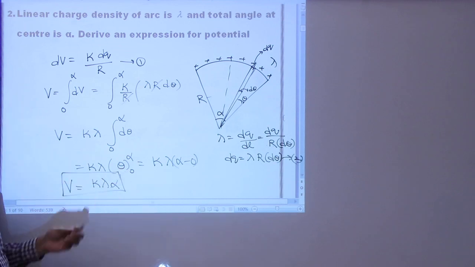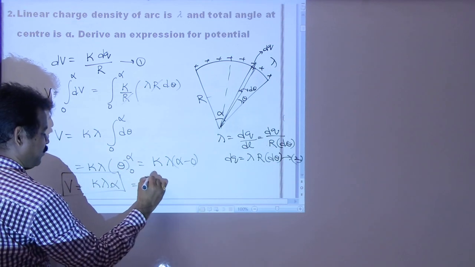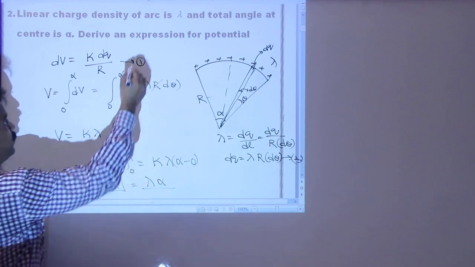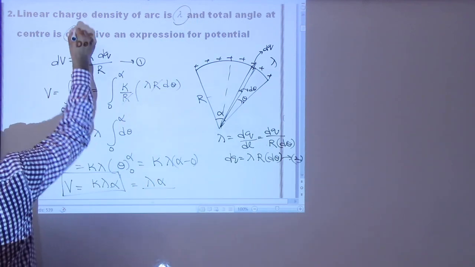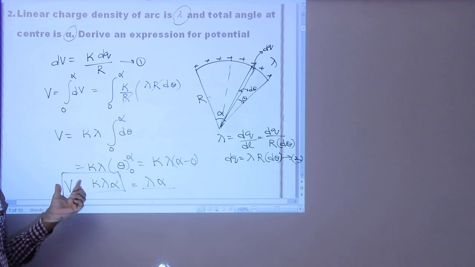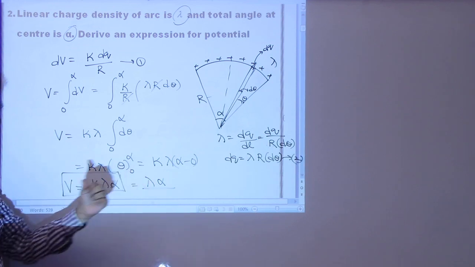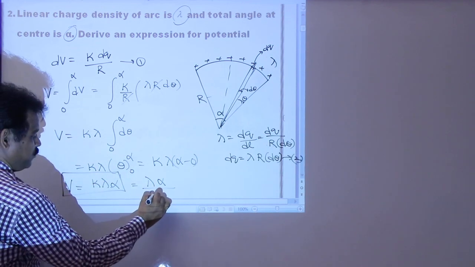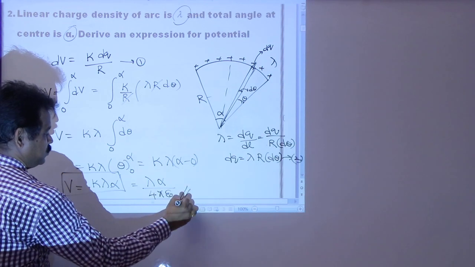So this is the expression. If you want to substitute the k value here, you can write this as lambda alpha by, because lambda and alpha are the given values in the problem. So your final answer should be in terms of the given data only, lambda alpha. K means 1 by 4 pi epsilon naught.